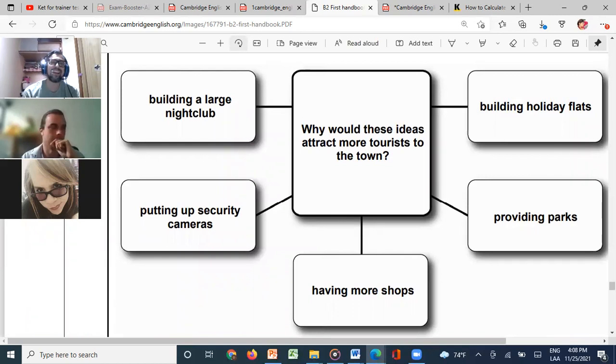Perfect. Now, in this part, I would like for Fabian and Estrella to interact with one another. This one, I'm not going to talk at all, and you're going to interact. What are you going to talk about? Well, it says, why will these ideas attract more tourists to the town?